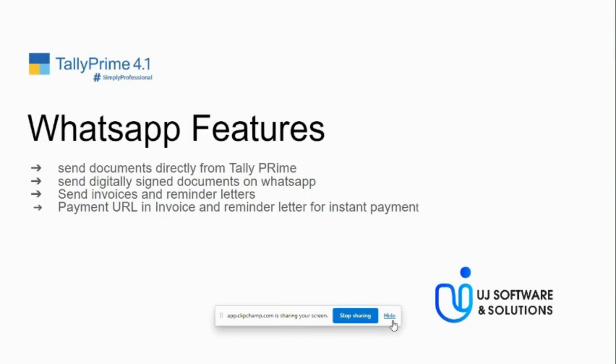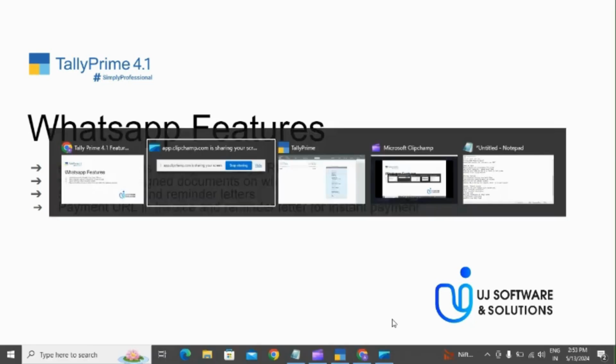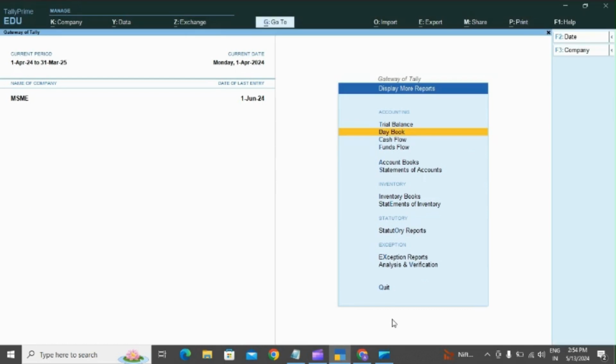What we are going to see now are the TallyPrime 4.1 WhatsApp features. Using the WhatsApp features, we can send documents directly from TallyPrime, and send digitally signed documents on WhatsApp. Then you can also send invoices and reminder letters. You can also send a payment URL in invoices and reminder letters for instant payments. So let us check the features in TallyPrime. How do we send these messages?